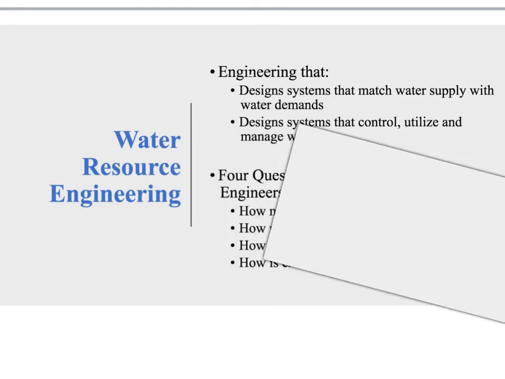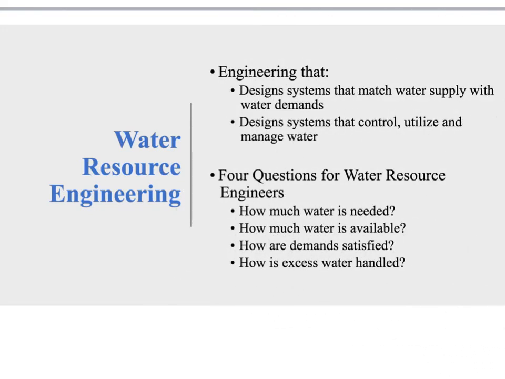When we talk about water resource engineering, we really just consider the following 4 questions. How much water is needed, how much water is available in any particular area, how are those demands for the water that's needed going to be satisfied, and how is excess water handled. We're going to come back to these 4 questions again and again this quarter. I want you to keep remembering what defines water resource engineering and how it's different than hydrology.